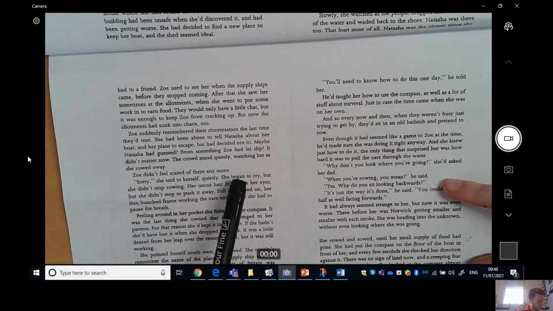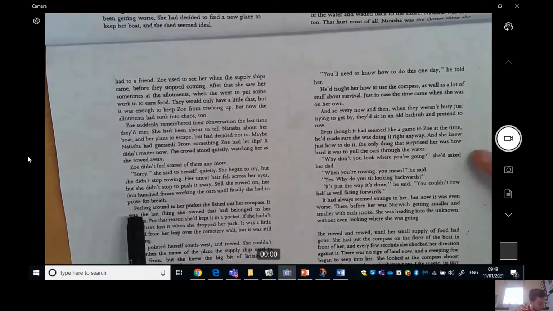Zoe didn't feel scared of them anymore. "Sorry," she said to herself quietly. She began to cry, but she didn't stop rowing. Her uncut hair fell across her eyes, but she didn't stop to push it away. She still rowed on, her thin, hunched frame working the oars until finally she had to pause for breath.